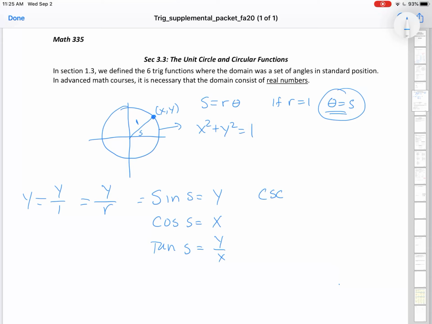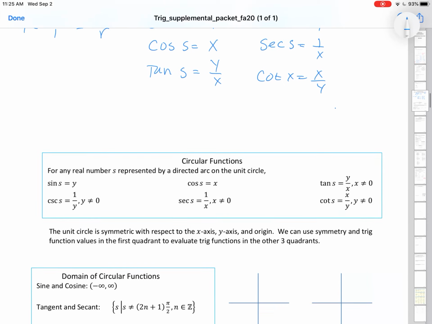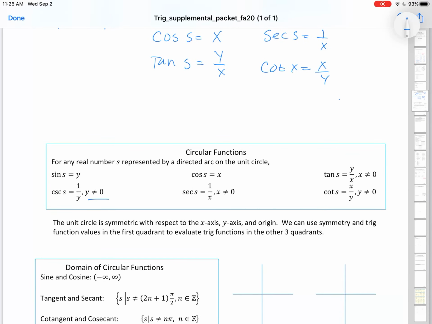Now, these other ones should be nice. Cosecant s is going to be 1 over y. Secant s is going to be 1 over x, and cotangent s is going to simply be x over y. And if I come down, they define all of those. Now they go a little bit farther, right? They make sure we don't divide by 0. And then they start talking about these functions, now that we can consider them as functions with real number inputs and real number outputs.